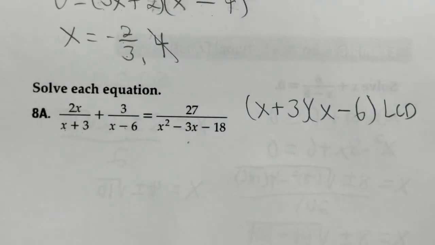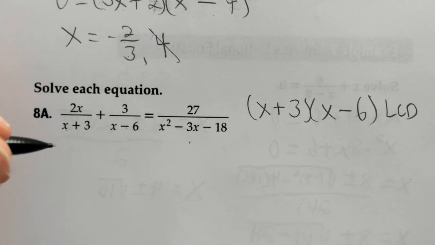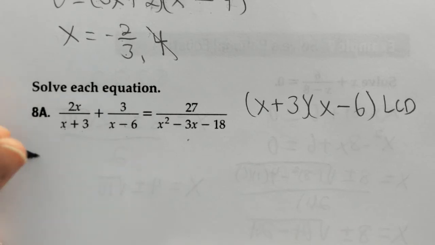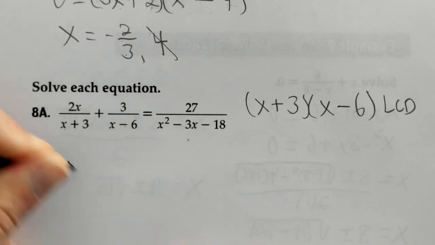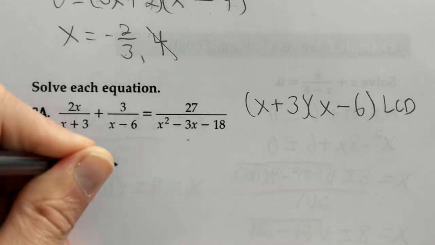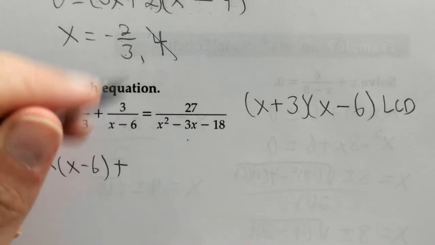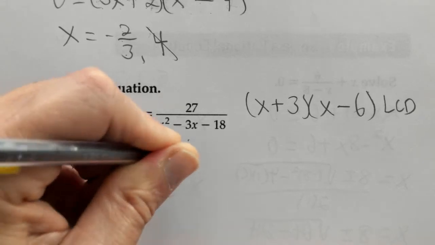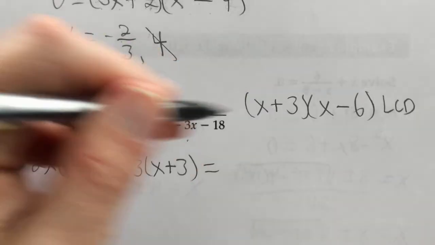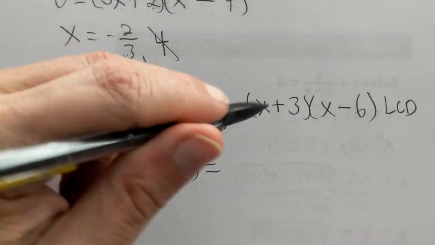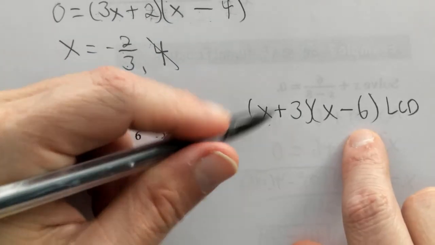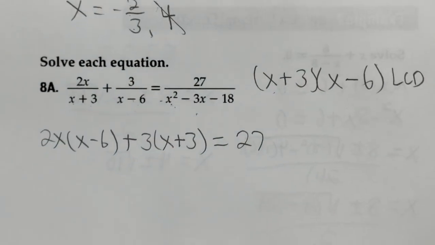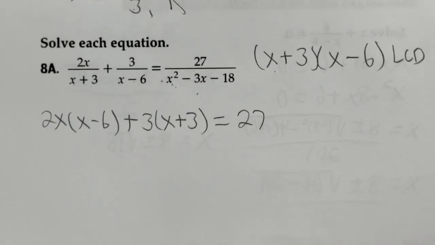So that's what I'm going to multiply the equation by in order to make all the fractions disappear. So when I multiply that times the first term, the x plus 3 disappears, and it's going to leave me with 2x times x minus 6, all right, plus. When I multiply the second term, the x minus 6 disappears, which leaves me with 3 times x plus 3. We close that off, equals. And when I multiply this times the third term on the other side, that whole thing's going to cancel, because remember, this factors into this. So both of those would cancel out and leave me with 27. So once again, when you multiply through by the LCD, all your fractions will disappear and it becomes much easier.